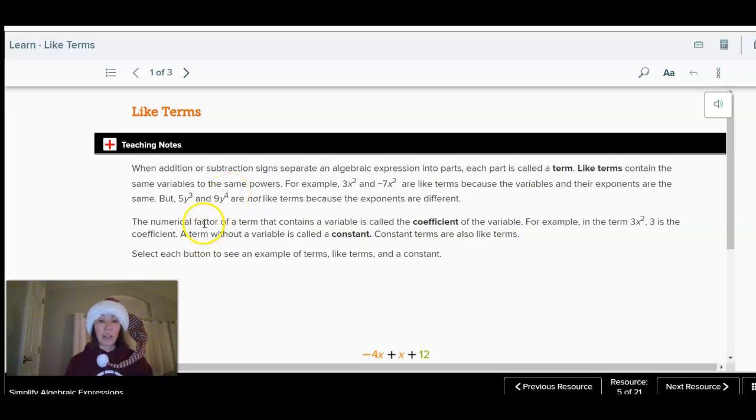Now, the numerical factor of a term that contains a variable is called the coefficient of the variable. So these are a lot of terms that you need to be familiar with because you're going to be using them a lot in all of your math classes that come after this. So for instance, 3x squared is a term. 3 is what we call the coefficient of the term. A term without a variable is called a constant. So if it was just the number 3 and there was no x with it, then we call that a constant. And if two terms are constants, they are also like terms.